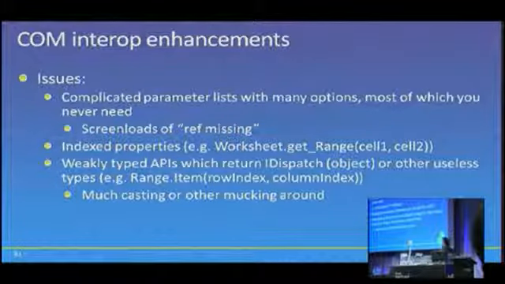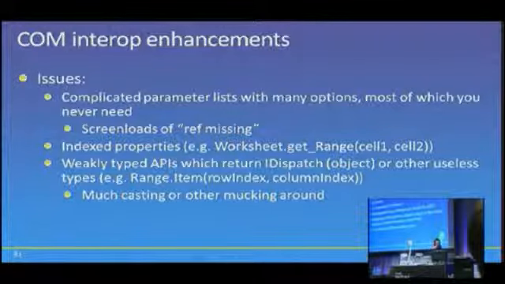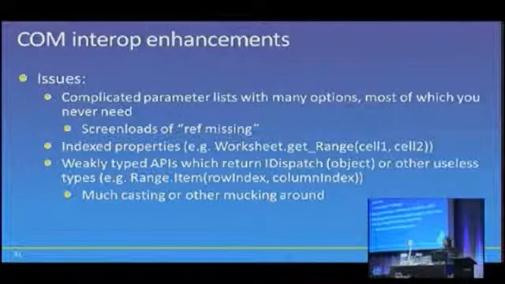You've got index properties, which C# doesn't support. You've got weakly typed APIs that return, from an IDL perspective, object or some other useless type. You end up having to cast or otherwise muck around in order to actually do anything useful with these things. So COM programming in C# can be pretty laborious. Visual Basic has always been much, much better at COM programming. So this is kind of catch-up stuff.